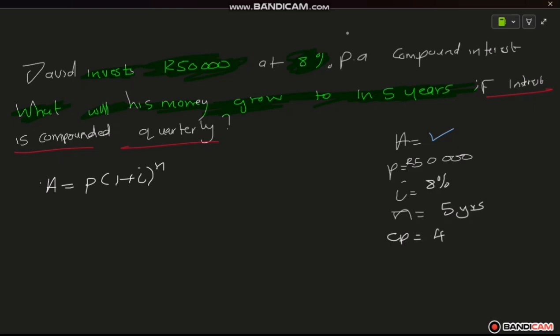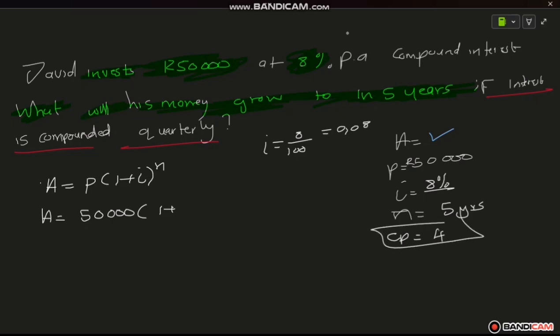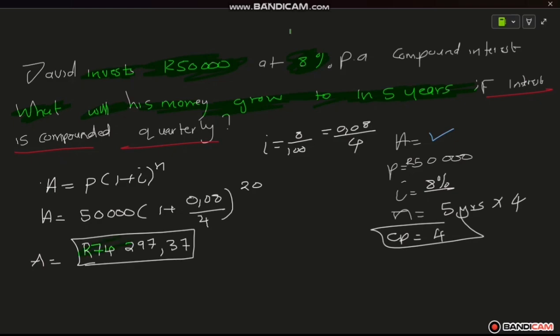So A equals P into 1 plus interest rate to the power n. We do have the 50,000 right here as the value of P. Then 1 plus, our interest rate we must divide by 100, sorry, so it's going to be 0.08. This is the value of the interest rate that we must substitute in the formula over the compounding period. Then we multiply it with the 5 years. Remember, it affects only the interest rate as well as the time period. So what is the answer here? The answer is going to be 74,297.37.